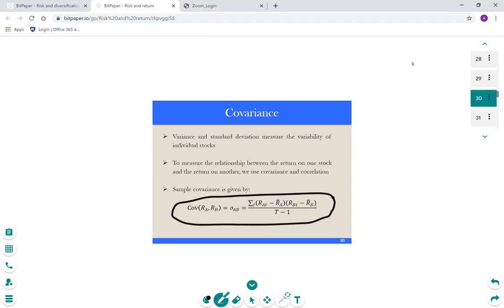Instead of squaring it, though, you multiply by the returns of the other stock. In this case, we have stocks A and B. Returns of stock B minus the mean of B. You multiply those together. You add them up over all the years that you're interested in, and you divide that by T minus 1. Again, the T minus 1 comes from the fact that it's the sample statistic rather than knowing the exact probabilities of all the contingencies.